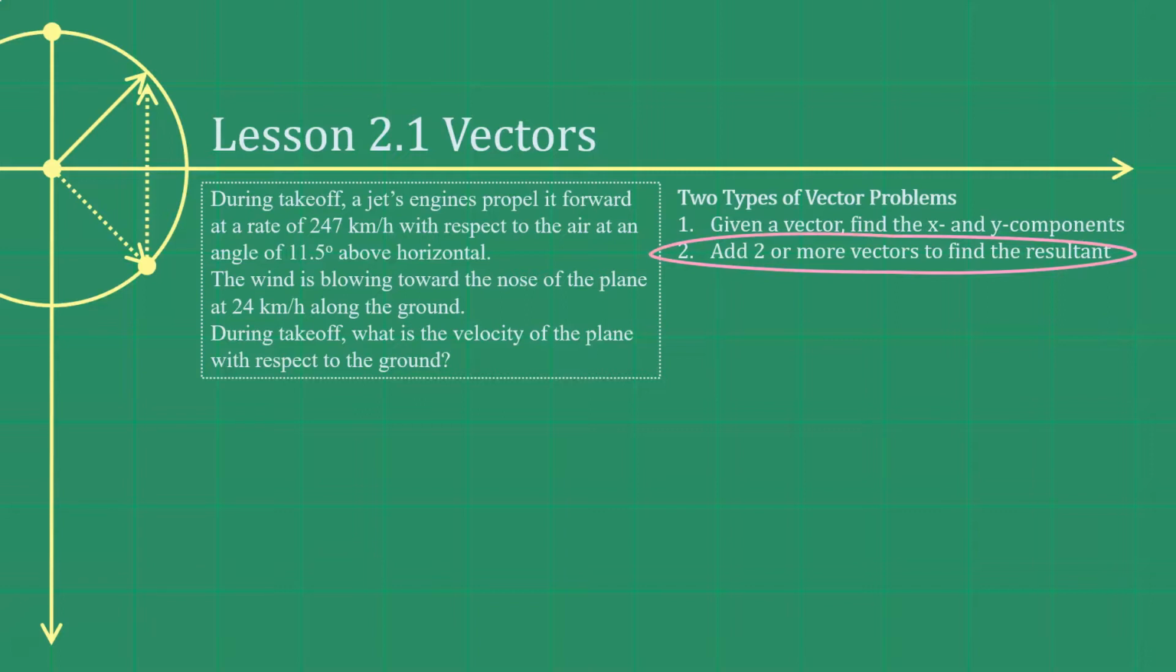And this one's a lot more difficult to visualize than the robotic vacuum problem, because we're talking about velocity vectors instead of displacement vectors. So it's a little bit more abstract. Let's make a diagram to help us visualize what's happening here. So here's my airplane, and this is the effect of the engines. The engines are pushing it forward with a velocity of 247 kilometers per hour with respect to the air.